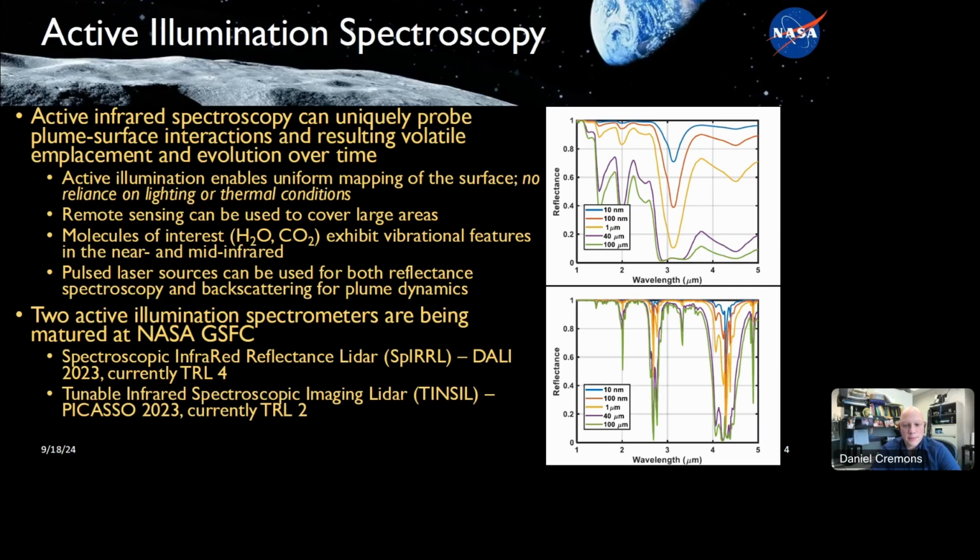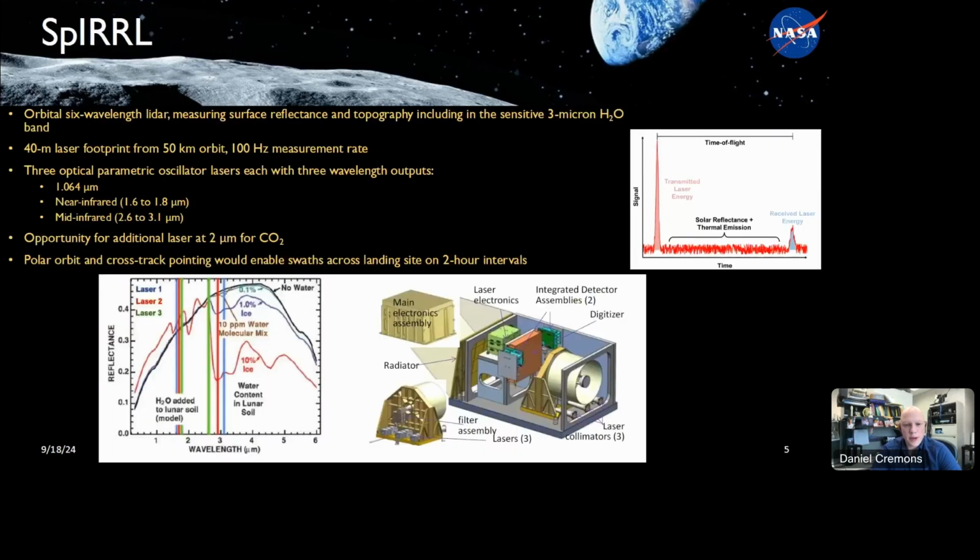Next slide, please. So Spiral is an orbital class LiDAR that measures at 6 discrete wavelengths. So you can think about this as kind of a multi-band reflectance experiment. And we're measuring both surface reflectance and topography. You can see the wavelength bands in the lower left there. So we have 3 wavelengths in the 3 micron region to measure the band depth and shape of the all-important 3 micron water absorption band, or I should say OH absorption band.